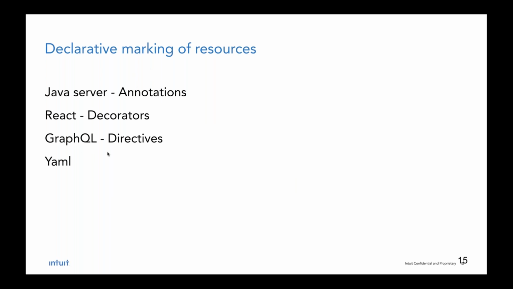Now, quickly, if you are using Java code on the server side, you could use annotations. If you are using React, they're coming up with a new mechanism called decorators, which look very much like annotations. GraphQL has a notion of directives, and even in places where you have a different programming language, you could declaratively mark resources inside YAML. For example, if you have a REST API, you could mark them inside the YAML, and there could be a common interception code that can intercept access to those resources.